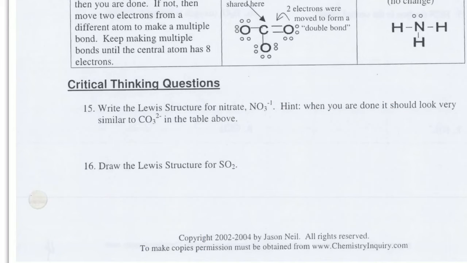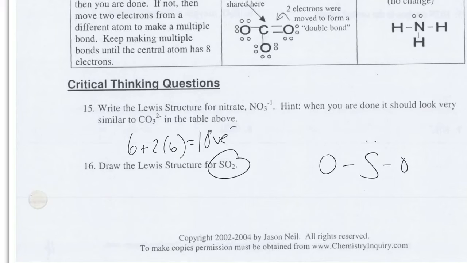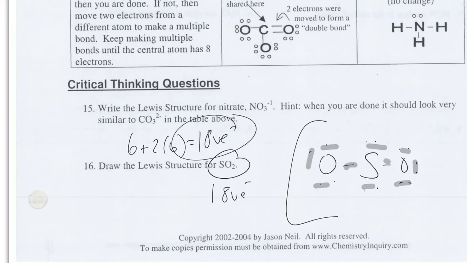And the next question has us draw SO2, which is 6 plus 2 times 6. It's 18 valence electrons. S is our central atom. Let's try a single bond. We would need a 4 and then 6 on the outside. And we said this was 18 valence electrons. We're going to count 2, 4, 6, 8, 10, 12, 14, 16, 18, 20. So in order for this to work, we would need it to be a negative 2 charge. So let's try with a double bond. Fill in our dots.